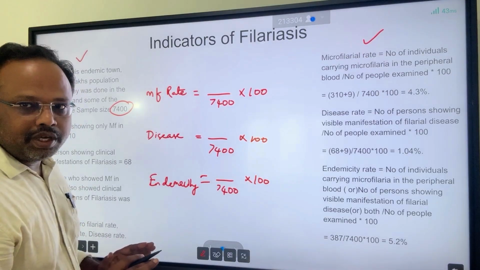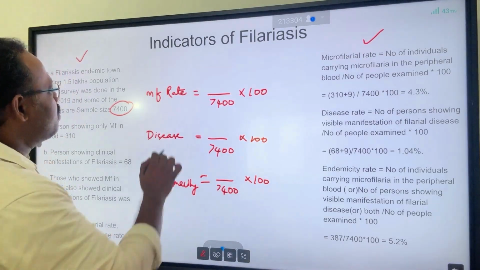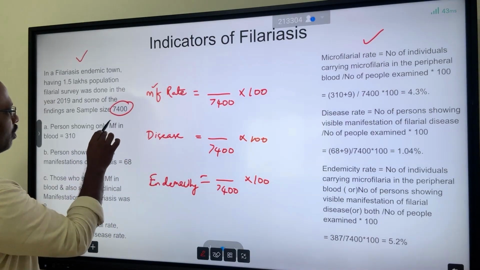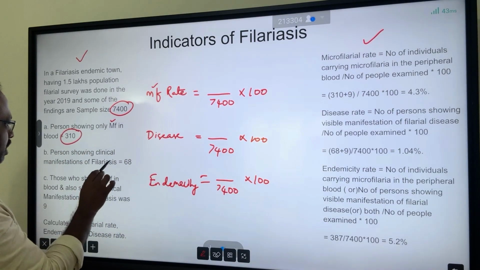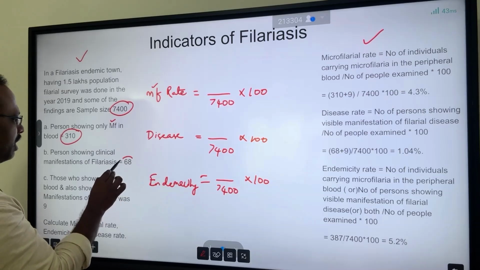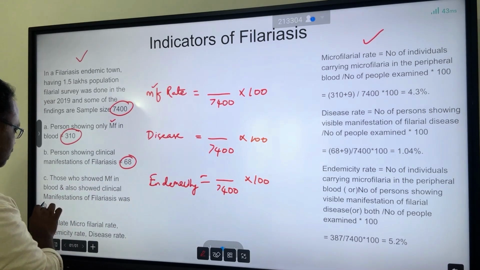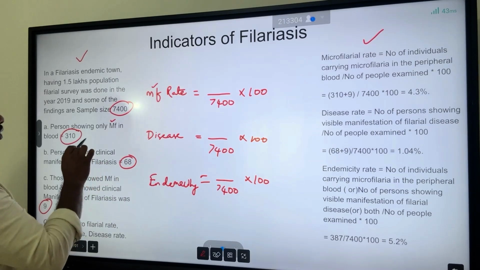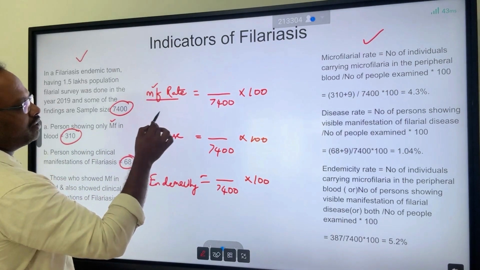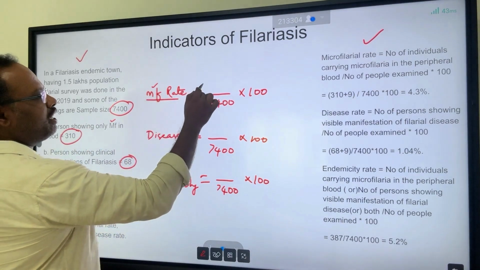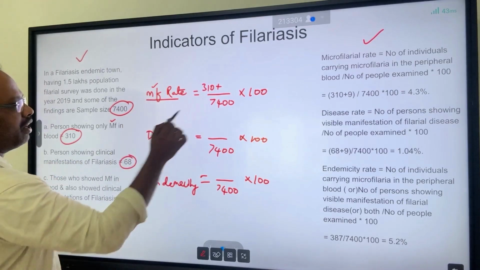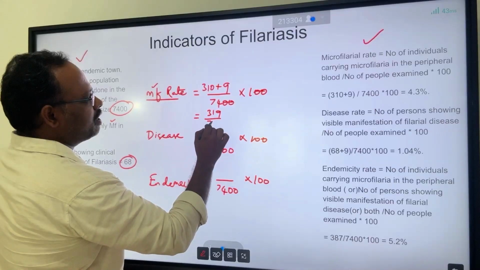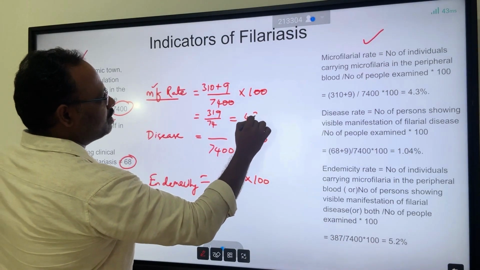Then the numerator is the unknown factor, which we are going to find. For microfilaria, the number of persons showing only microfilaria is 310. Here it is with clinical manifestation of filariasis, 68, and there are 9 persons who have both microfilaria and clinical symptoms. So when the microfilaria rate is asked, the numerator will be this 310 plus this 9. So when we do this, we get 319 divided by 7,400. So that will be 4.3%.